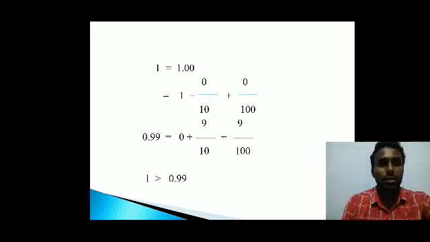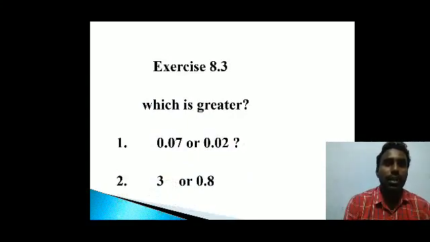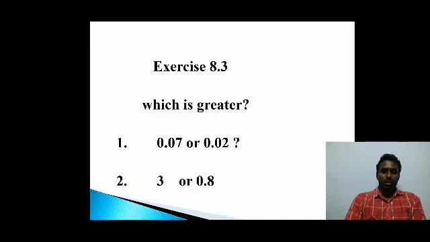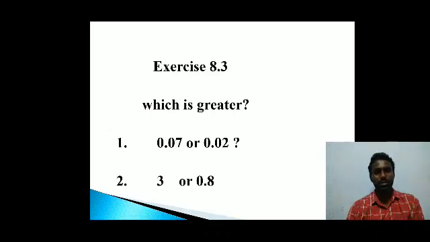Okay, so shall we go to the next one? So the next one is, wait a minute, yes, exercise 8.3. Which is greater, 0.07 or 0.02? Next, 3 or 0.8? Okay, I'll give 1 minute. Same step, same procedure, you can work it out and say the answer. You can write which one is greater, which one is smaller. Okay, are you ready? Your time starts now.